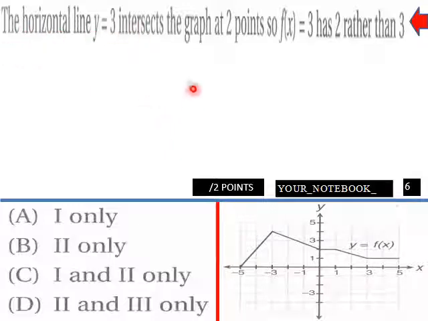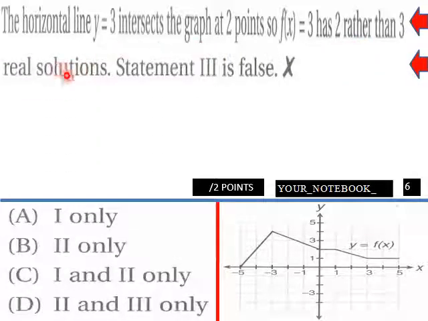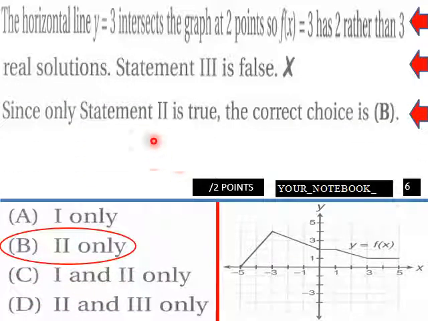The horizontal line y equals 3 intersects the graph at 2 points, so f of x equals 3 has 2 rather than 3 real solutions, so statement 3 is false. Since only statement 2 is true, the correct choice would be B.